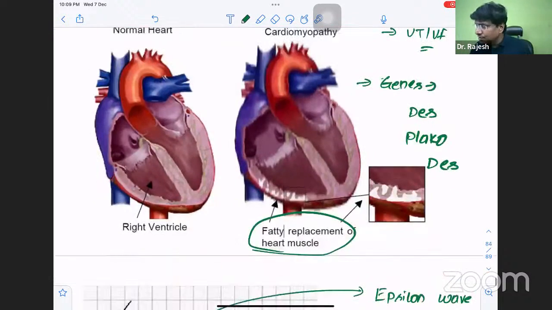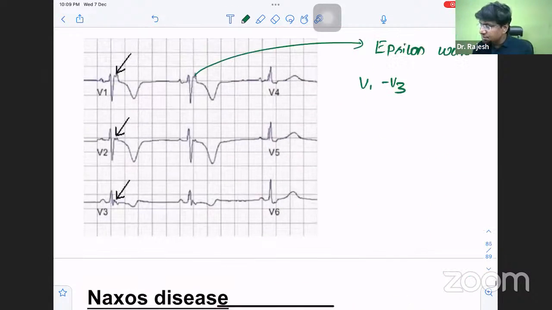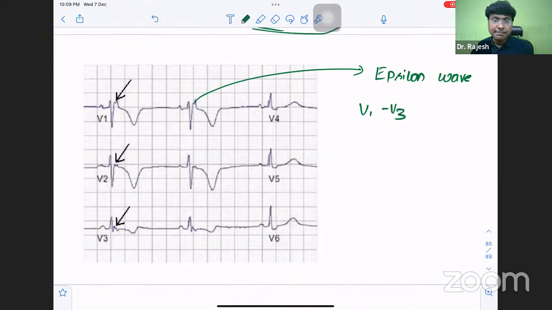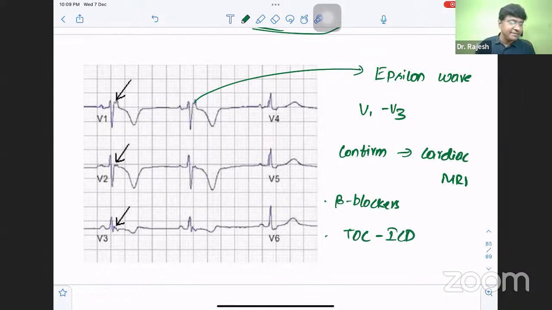And how will you treat these patients? Okay, diagnosis is by your epsilon wave, but it is not 100% sensitive and specific. How will you confirm the diagnosis? The confirmation of the diagnosis is by your cardiac MRI. And the drug that you need to give is beta blocker. And the treatment of choice will be ICD, implantable cardioverter defibrillator.